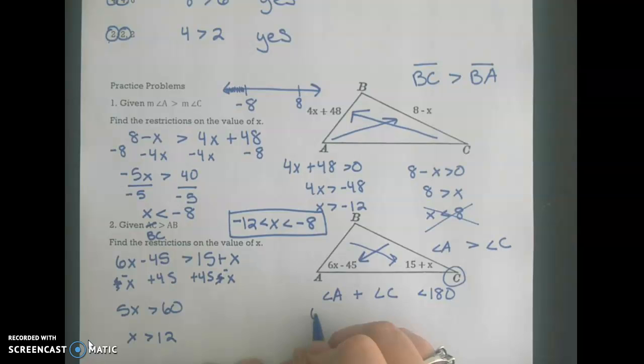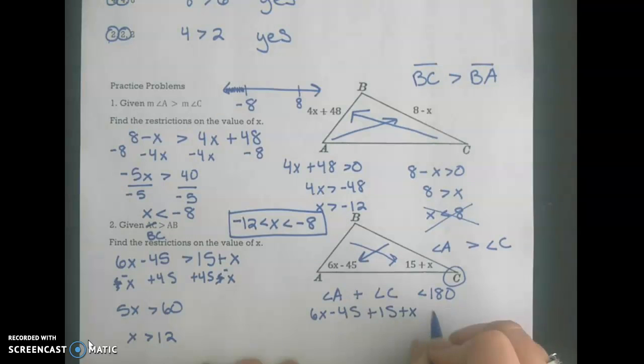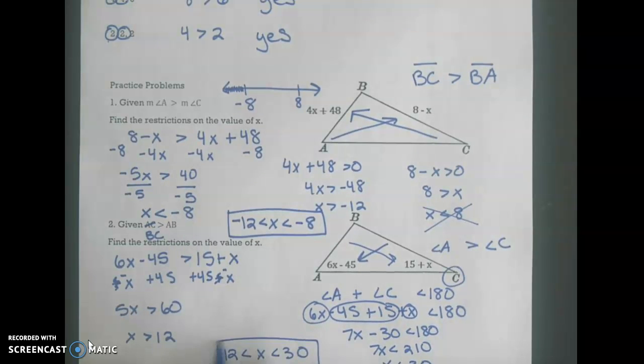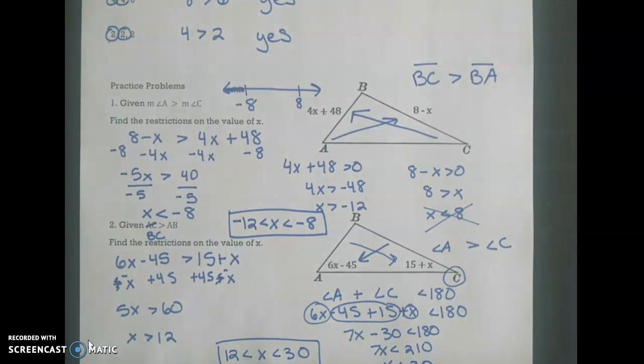So I'm going to plug in my expressions again. And I'm going to solve this inequality to get the other half of my restriction. So I'll combine my x's, and I'll combine my constants, and solve. And I get that x is less than 30. So x is between 12 and 30. And that concludes our notes for today.